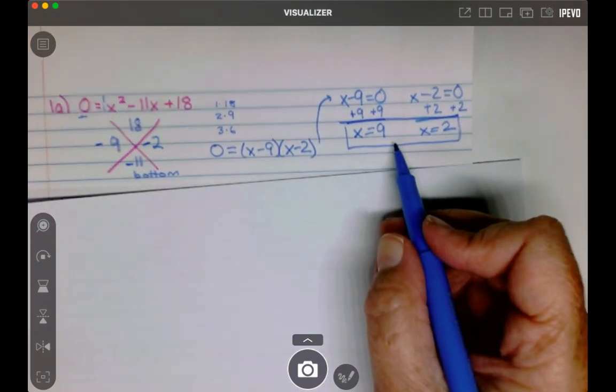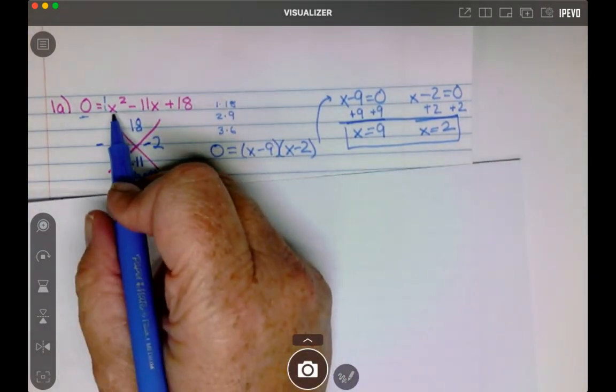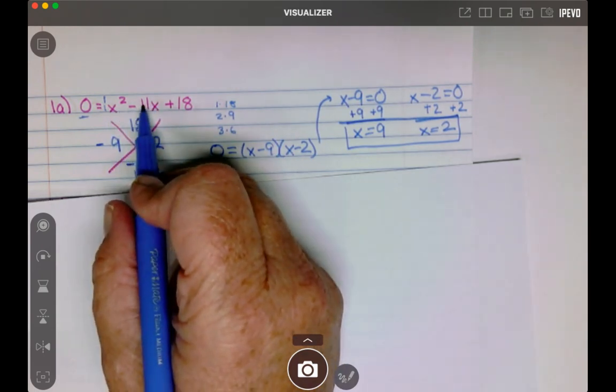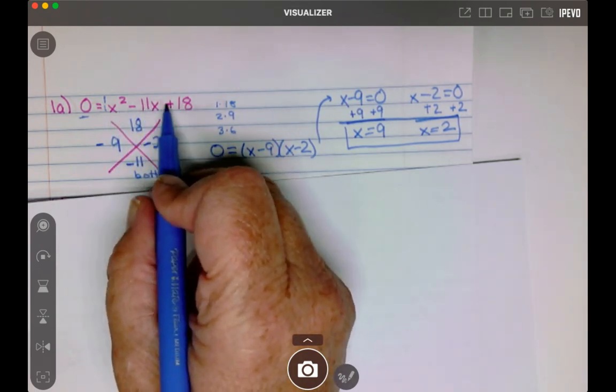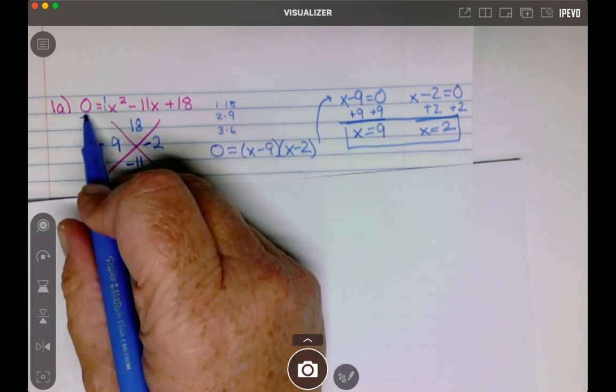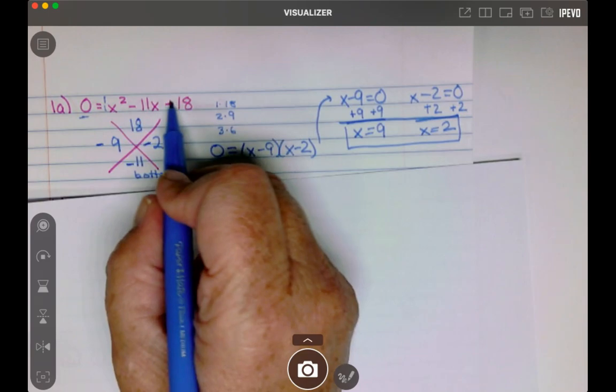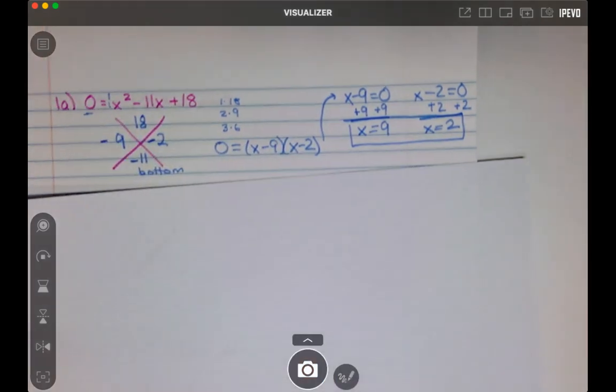If I had time, I would plug these in individually into this equation, and I would find out that if I put a 9 in for x when I evaluated it, this side would indeed equal 0. If I plugged in a 2 for x and evaluated this side, it would also equal 0.